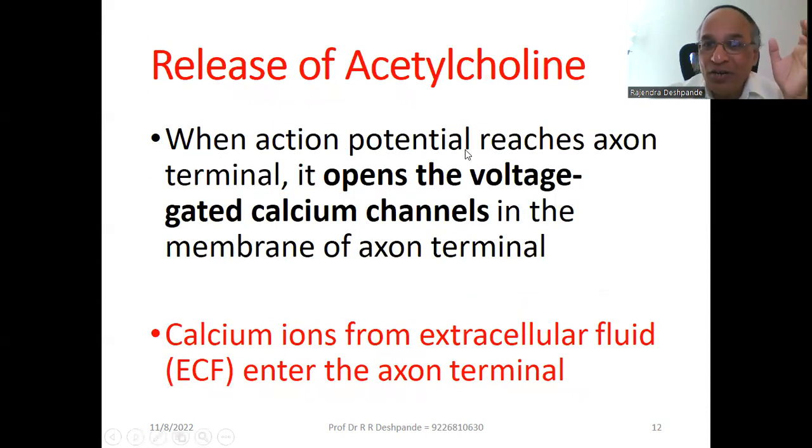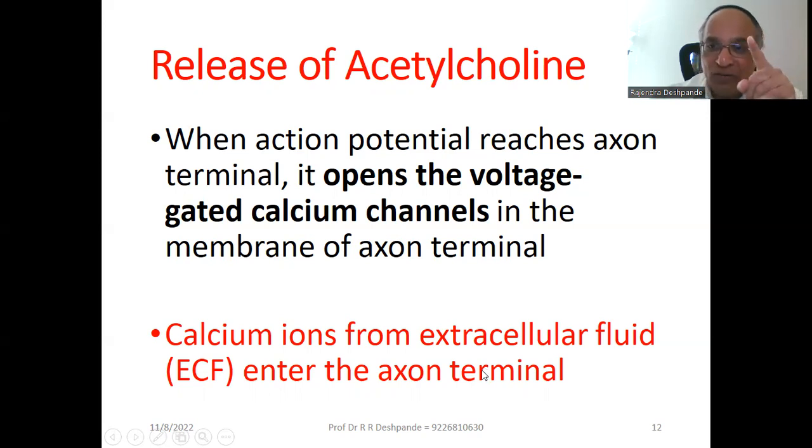When the action potential reaches the axon terminal, what happens? It opens the voltage gated calcium channels. This is called membrane physiology. I have already taken your membrane physiology lectures, so you may remember these voltage gated calcium channels. These are the doors through which that neurotransmitter can come inside. They can be opened only after the action potential reaches the axon terminal. Calcium ions from the extracellular fluid, the ECF, enter into the axon terminal.